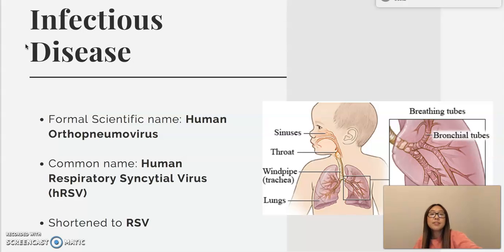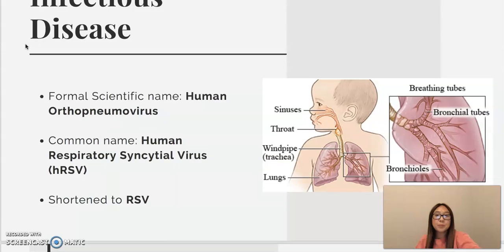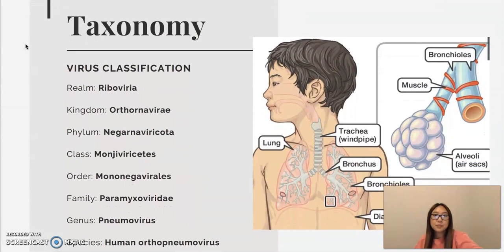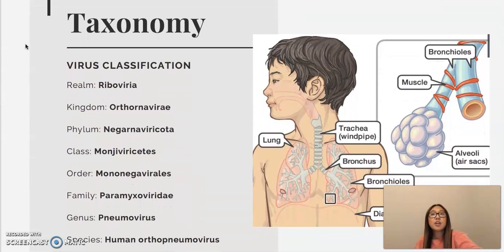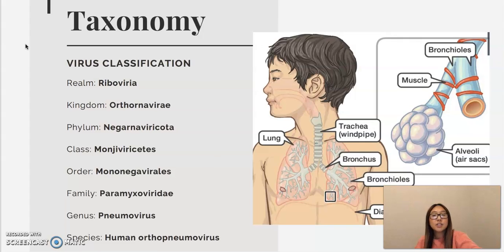The formal scientific name of the virus is the human orthopneumovirus, and is commonly known as the human respiratory syncytial virus, which can be abbreviated as HRSV and shortened to just RSV. RSV falls under the virus classification and falls within the genus Pneumovirus and species human orthopneumovirus.